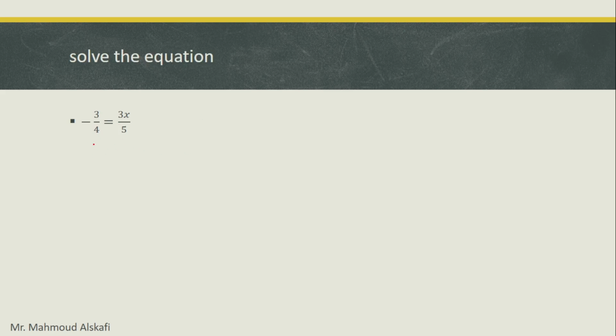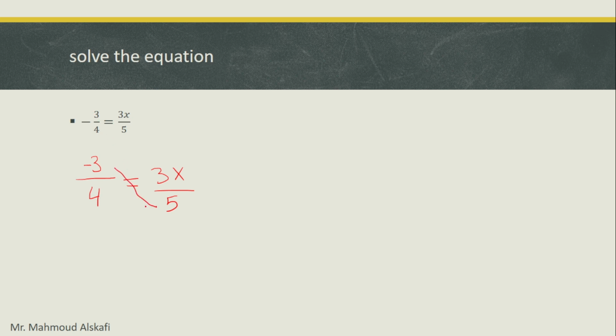Now we need to solve this equation. Okay, first of all, we have negative 3/4 equals 3x over 5. In this case, we have a negative. So this negative means maybe the numerator or denominator is negative, so it's better to put it in the numerator. So negative 3 over 4 equals 3x over 5. Why did I do that? Because I don't want you to be confused. So this negative, always put it in the numerator.